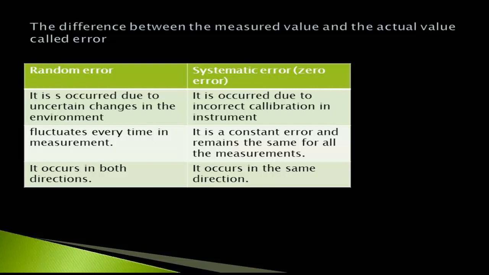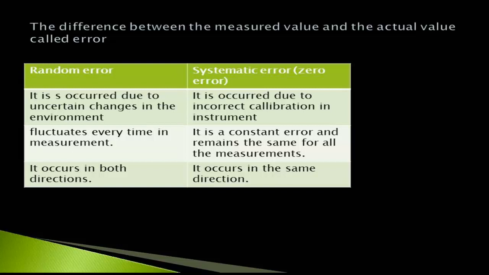Now the third point of difference is that random error can occur in both directions. What does this mean? It might be measured as more than the actual value, or it might be measured as less than the actual value. While the systematic error has the same direction. Although it has two types, the positive zero error and the negative zero error, for a particular or single instrument it remains in the same direction.